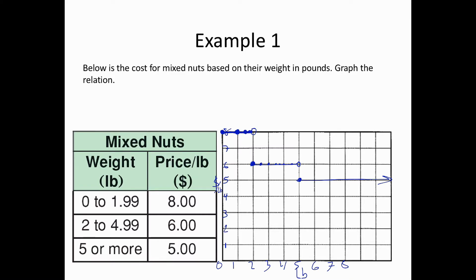So up here, we're just looking at dollars per pound. So between 0 pounds and 2 pounds, it's going to cost $8 per pound. Between 2 pounds and almost 5 pounds, it's going to cost $6 per pound. And then everywhere to the right of 5 pounds, it's going to cost $5 per pound. So the more you buy, the cheaper it is per pound. Not too bad. Here's another example.